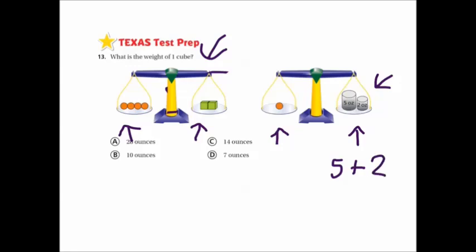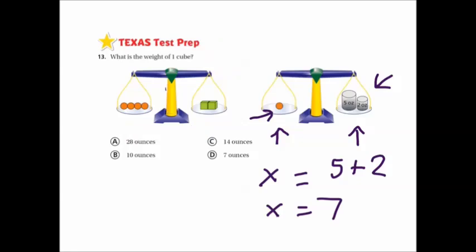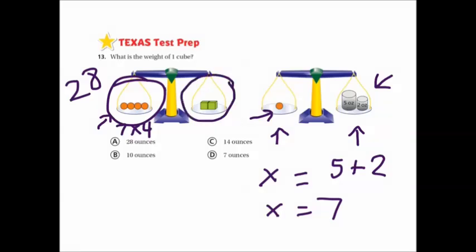Why don't I call this one circle x. So x equals 5 plus 2, and 5 plus 2 is 7. So I know that one of these circles is 7. And since there's 4 of them, 7 times 4, so this whole thing here is 28. Since this scale is balanced, that means this side has to be the same weight. So this must also be 28.